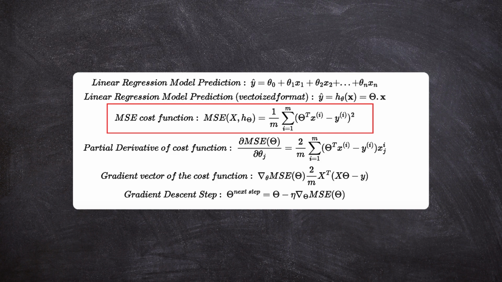The goal is to minimize the MSE, meaning we want the difference between our predictions and the actual values to be as small as possible. By squaring the errors, we ensure that both positive and negative errors are treated equally. The result is a smooth function we can minimize.